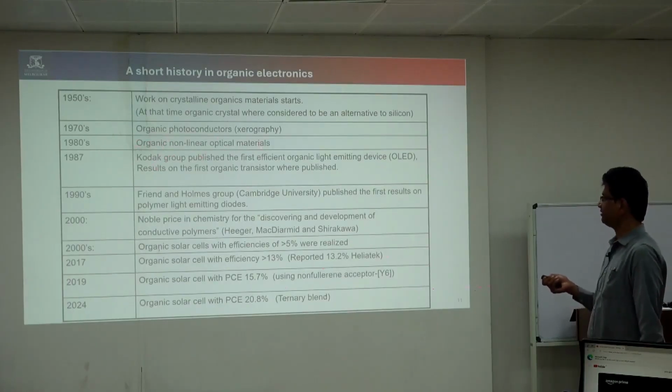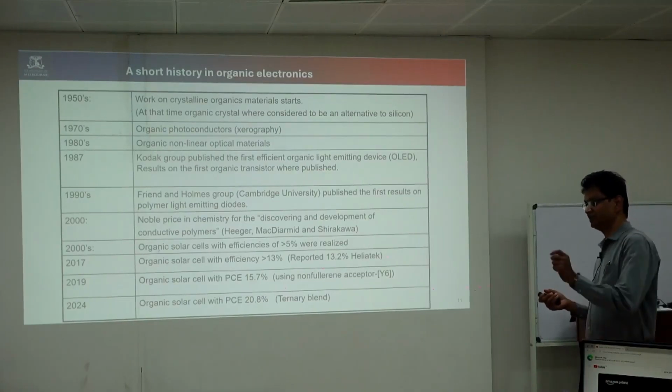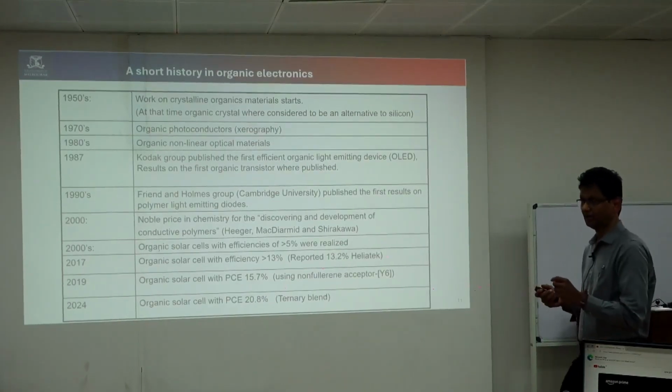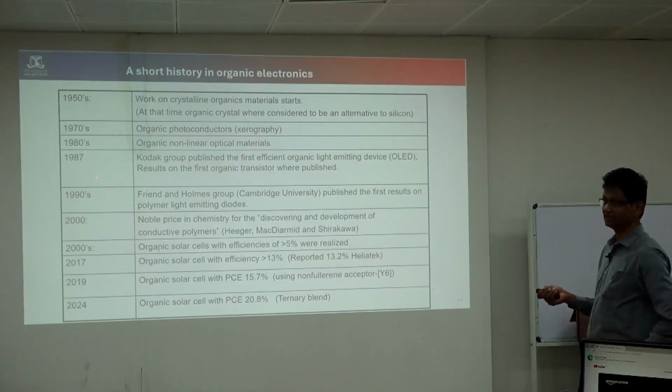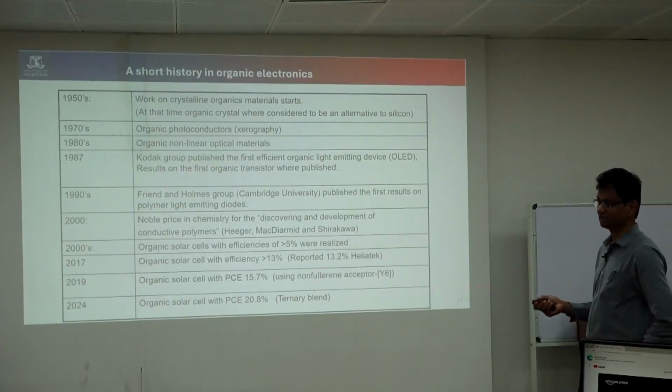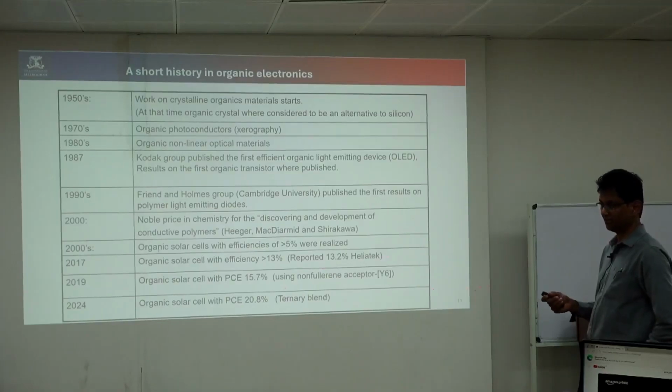In 1980, nonlinear optics. So again the Kodak group, for the first time using a conducting polymer, demonstrated the first organic light emitting device. There they used CuPc as the donating material and perylene as the acceptor. They made one of the first OLEDs, and the first paper was published in 1987 from Kodak. That's the first organic electronic device, a light emitting device.